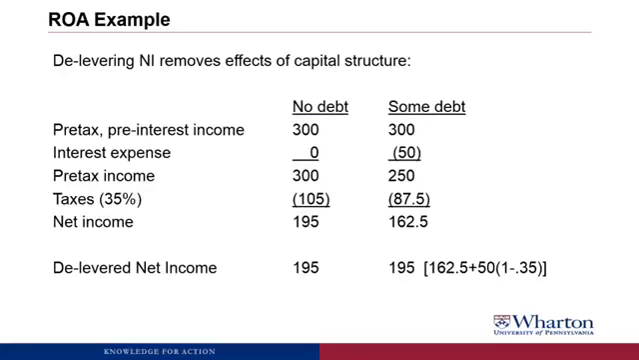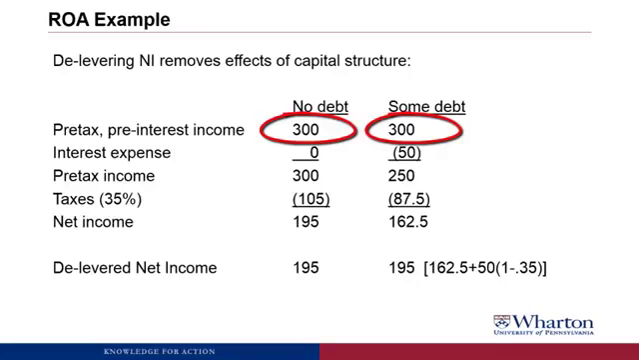The company with no debt obviously has no interest expense, so their pre-tax income is 300. The company that has some debt has some interest expense. It looks like a fairly high interest expense in this case. And that reduces their pre-tax income to 250. Then taxes are 35% of pre-tax income. So our no debt company has net income of 195, but our some debt company has net income of only 162.5. If we just use this net income as the numerator in ROA, it would look like the some debt company is not performing as well. When in fact, they have the same performance. It's 300 in both cases, pre-tax, pre-interest income.